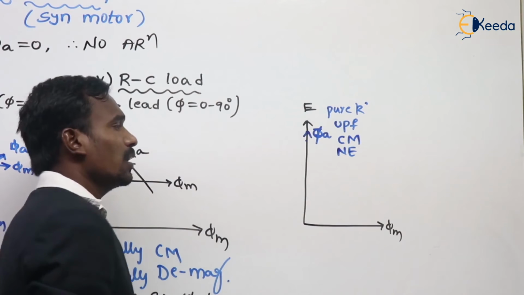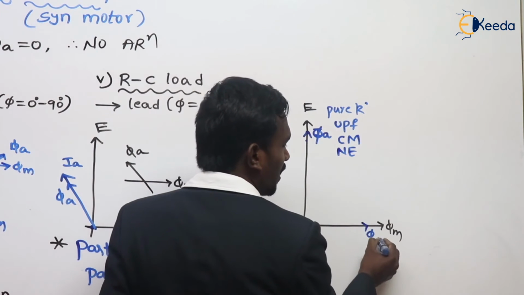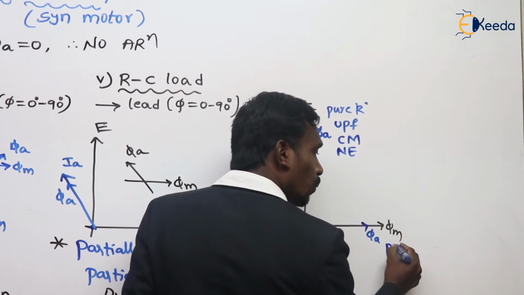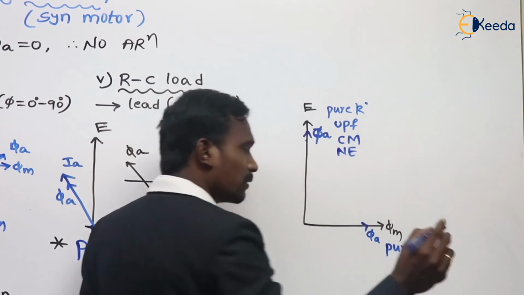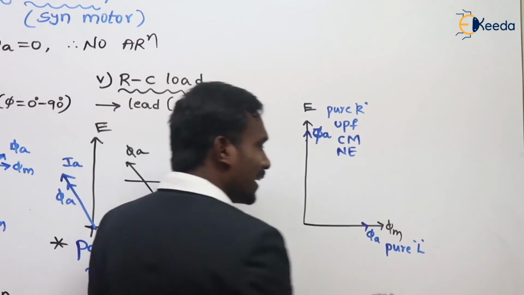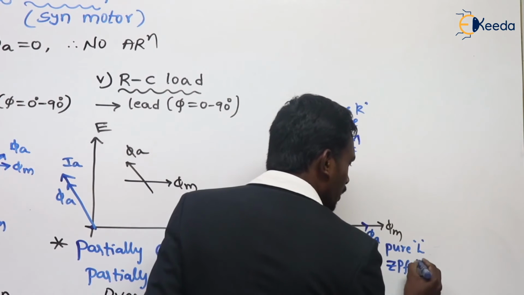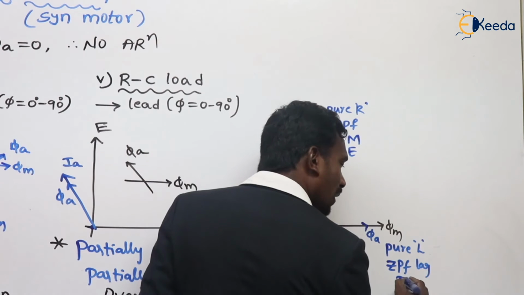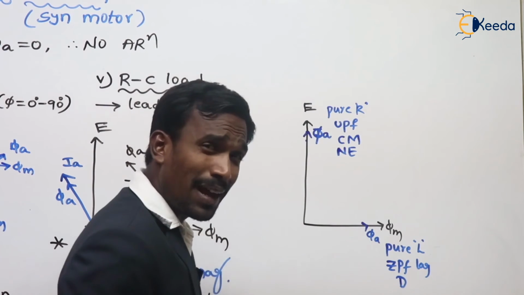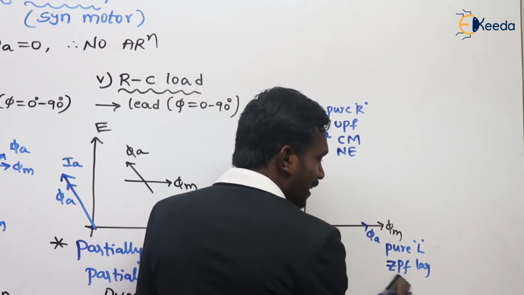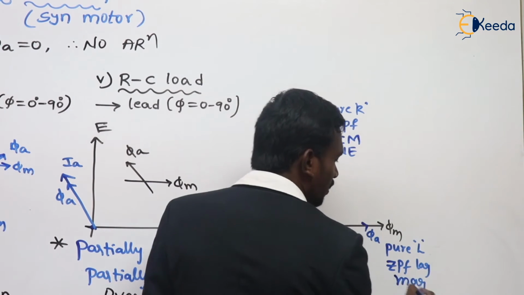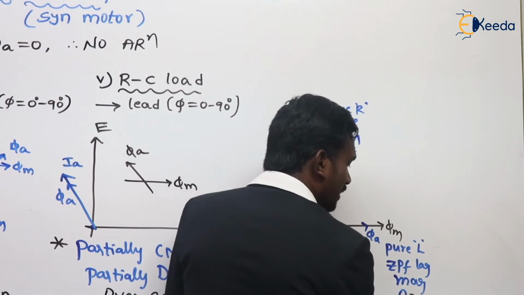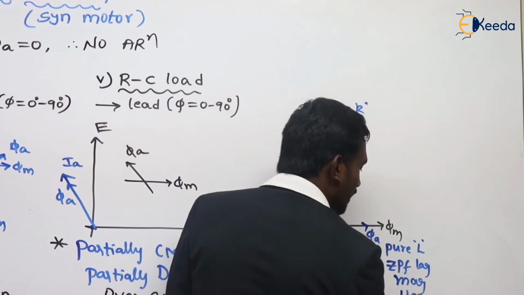Right? Very good. If armature current is here and armature flux is here, what is the load? Very good, pure inductive load. Next, what is the power factor? Very good, zero power factor lagging. What is the armature reaction? Demagnetization or magnetization? Magnetization effect of armature reaction. And what is the excitation? For magnetization, the excitation is under excitation.